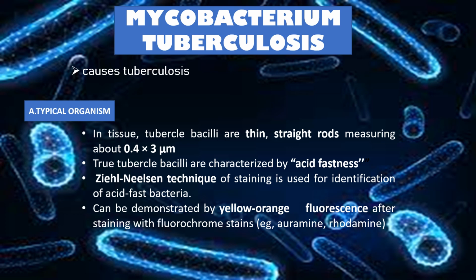Next, the Ziehl-Neelsen technique of staining is used for identification of acid-fast bacteria. I will not go deeper into this method because it will be further discussed in an upcoming chapter. And it can also be demonstrated by yellow-orange fluorescence after staining with fluorochrome stains. Examples are auramine and rhodamine.